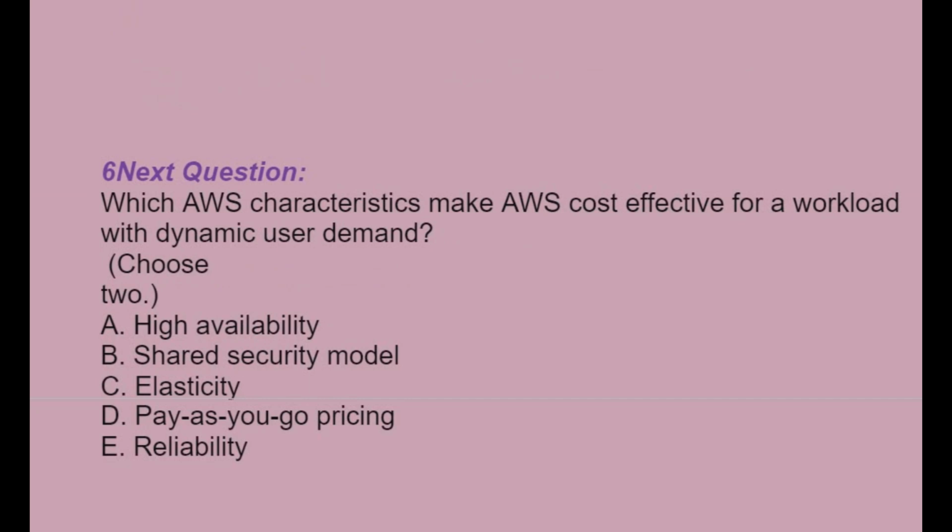Question is which AWS characteristics make AWS cost effective for a workload with dynamic user demand? Choose two options. Option A, high availability. Option B, shared security model. Option C, elasticity. Option D, pay as you go pricing. Option E, reliability. Correct answer is option C and option D.